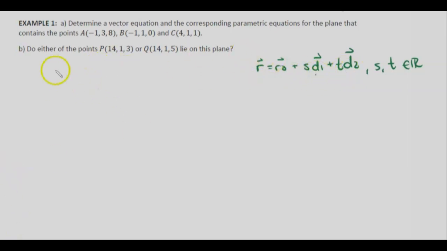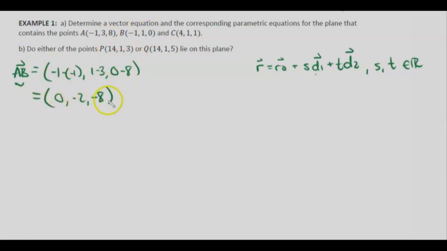So let's find the direction vectors first. Let's go ahead and find direction vector AB. Remember, this is B minus A. So -1 minus -1, comma 1 minus 3, comma 0 minus 8. So we have 0, -2, -8. That's going to be one of our direction vectors.